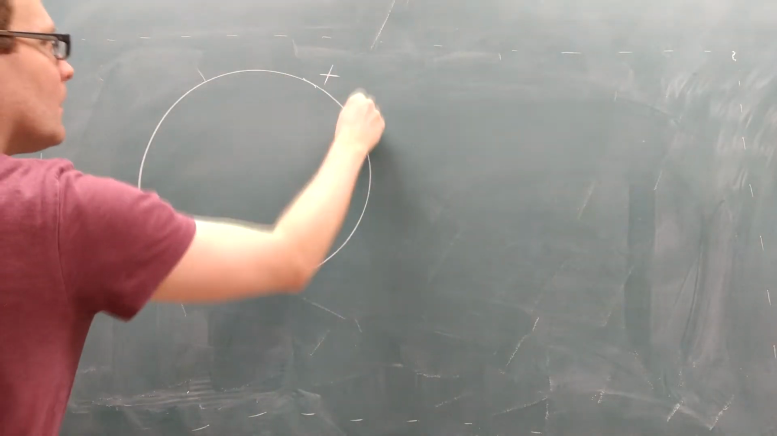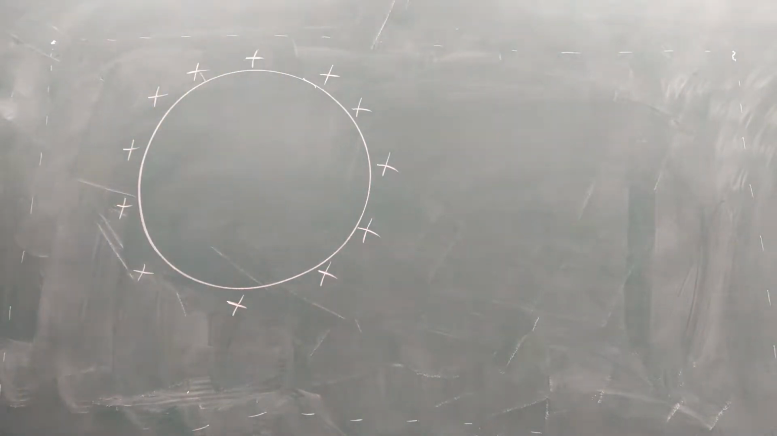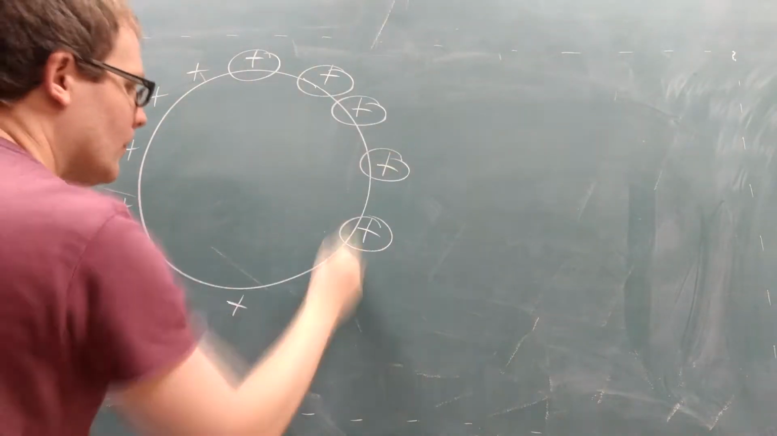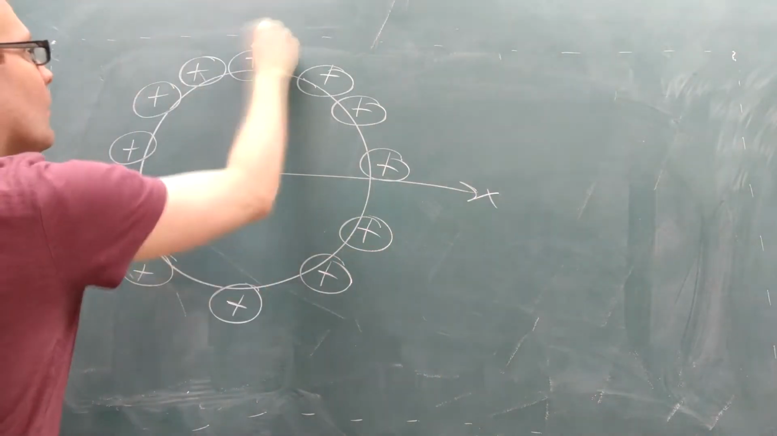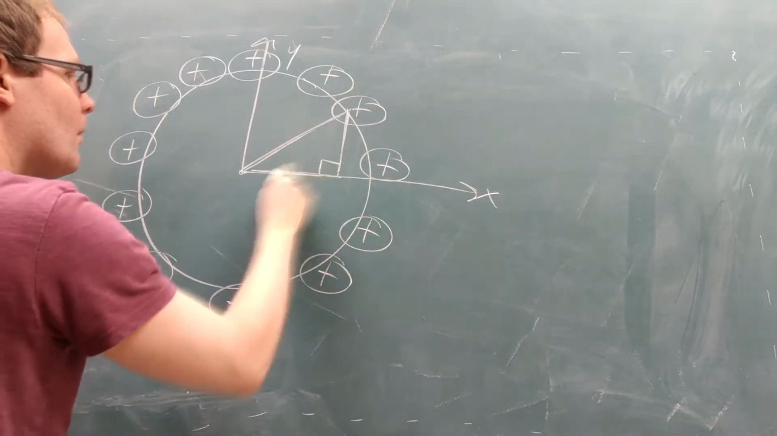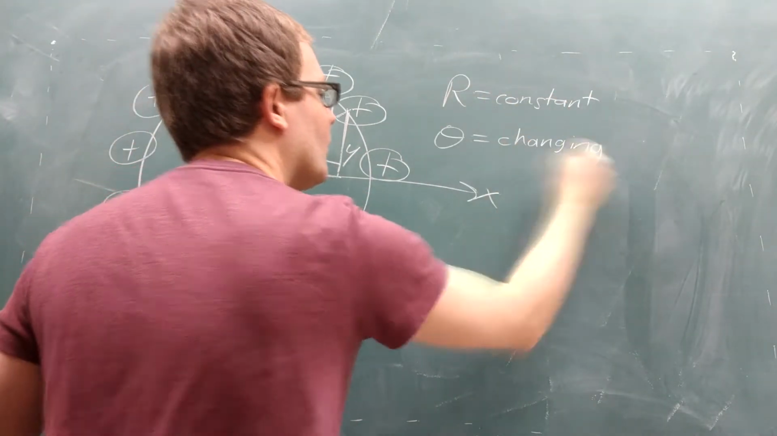Today we're going to take a look at the ring of charge. Imagine you have a metal ring with additional charges added. Just like with the charged rod, we divide this ring into individual point charges. The location of each point charge will have an X component and a Y component. The magnitude will be the constant radius of the ring, while the angle will be changing.